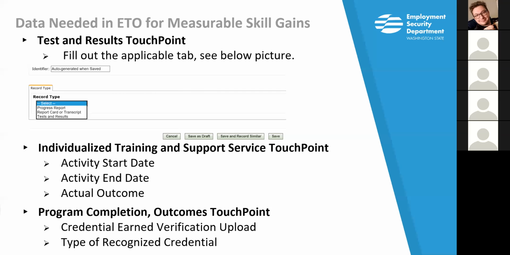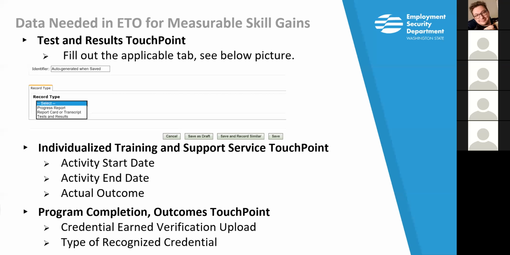For some of the activities, the test and results touch point is to capture the progress for measurable skill gains, as someone obtains those intermittent progresses towards the completion of their education or training program. Right. So that is one place we can capture that, as test and results. There are specific items coming from the individualized training and support service touch point that have those elements available. And again, from program completion and outcomes. So are these ORs or are these ANDs? Do you have to have all three of these or can you have one of these?